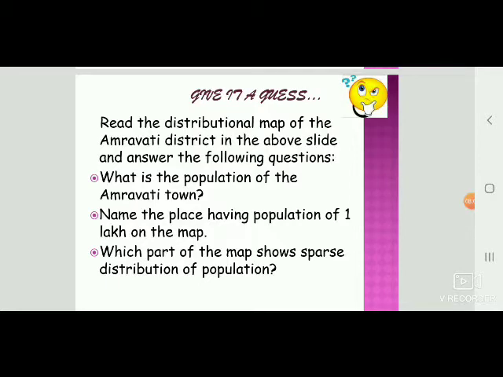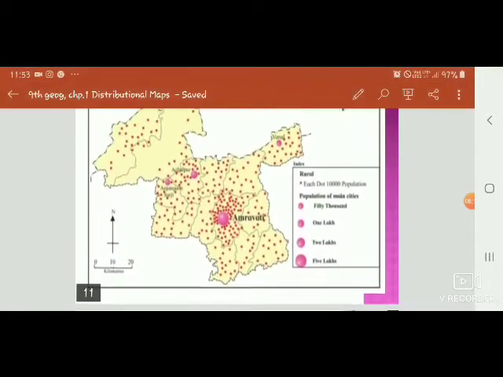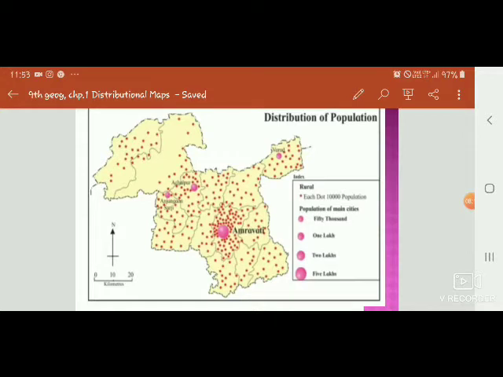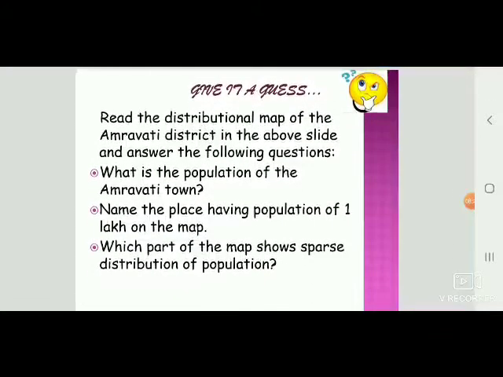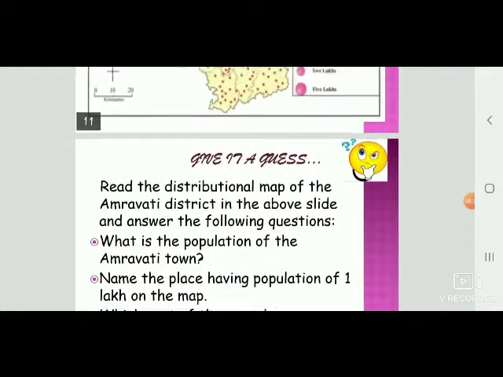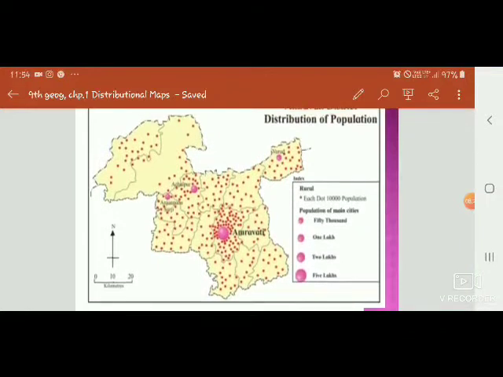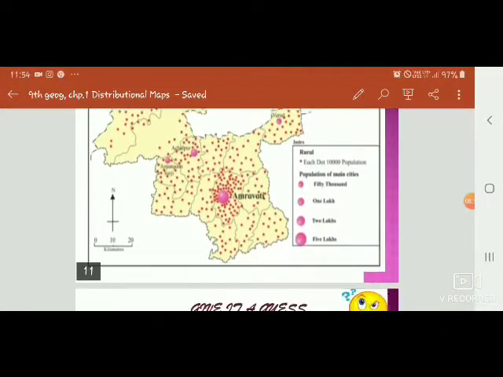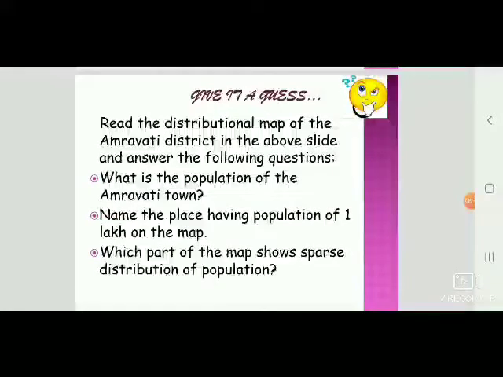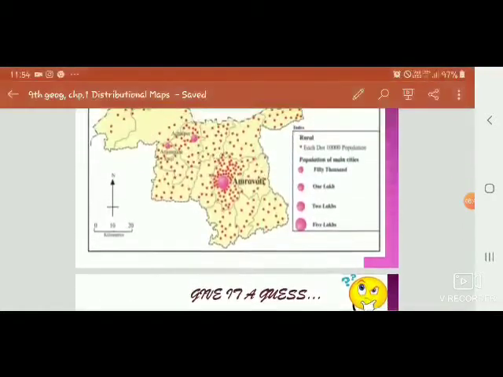Give it a guess. Read the distributional map of Amravati district in the above slide and answer the following questions. What is the population of Amravati town? Second, name the place having population of 1 lakh on the map. Third question, which part of the map shows sparse distribution of population?